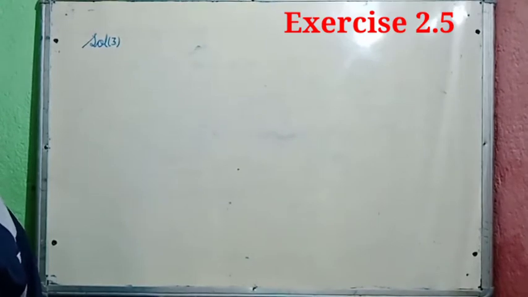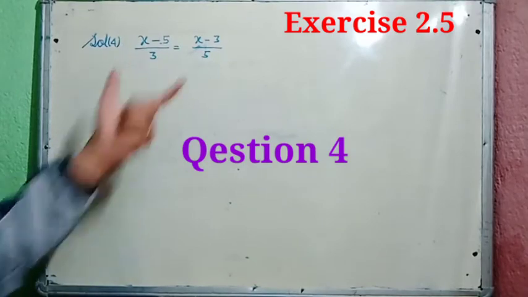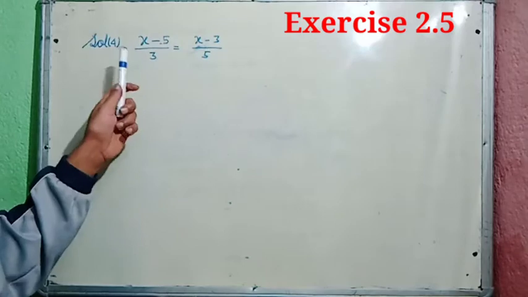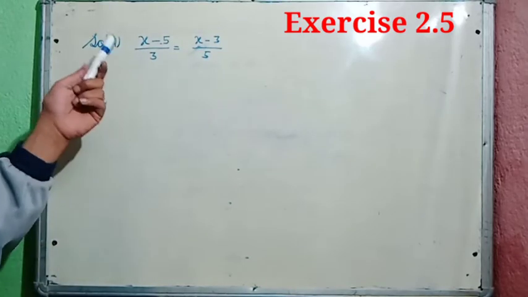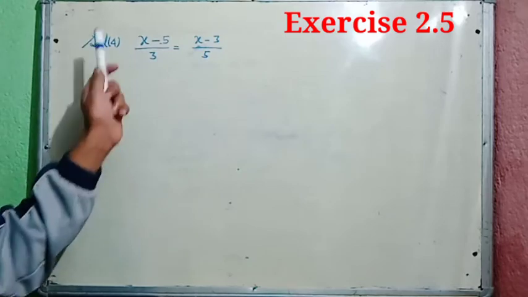And question number 2 is same as question number 1, so you can try at your home and you can solve this question. Now we'll solve question number 4. Anywhere if you see like this, means both are fraction. Different method by eliminating this 3, but it is rather easy than this method.